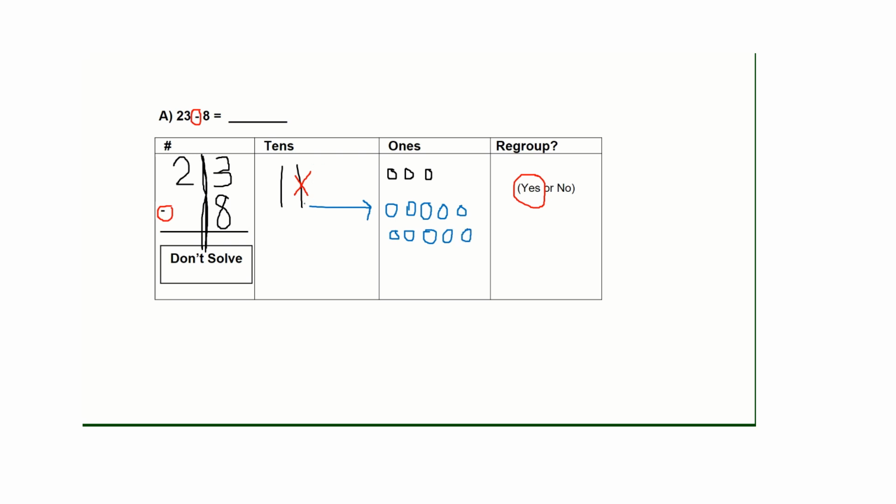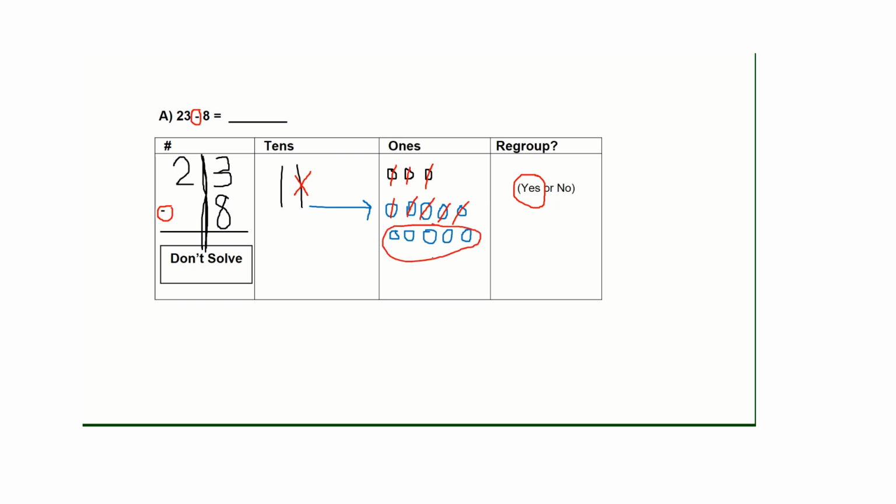Remember, I borrowed a ten stick from the tens place and I gave it to the ones place to use. So now I drew 10 ones cubes. Now that I have enough, I'm going to take away 8, just like my problem says, because it says minus 8. So I'm going to take away 8. 1, 2, 3, 4, 5, 6, 7, 8. That means I'm only left with this remainder that I circled.